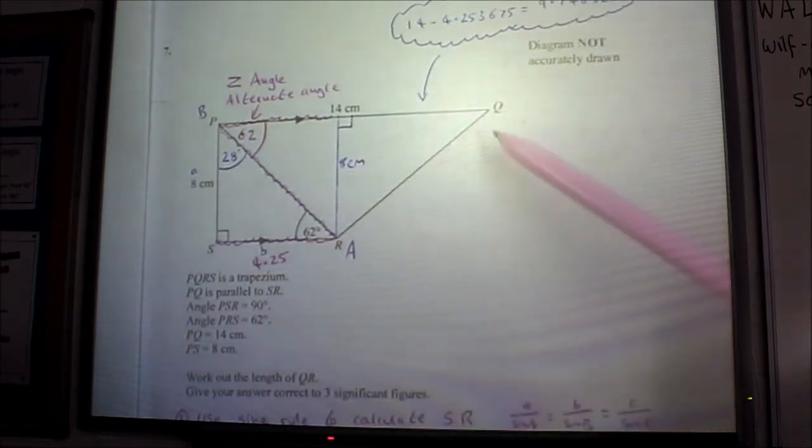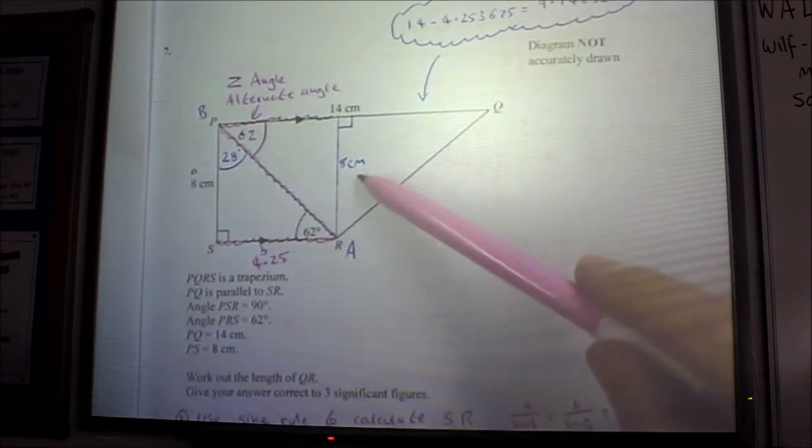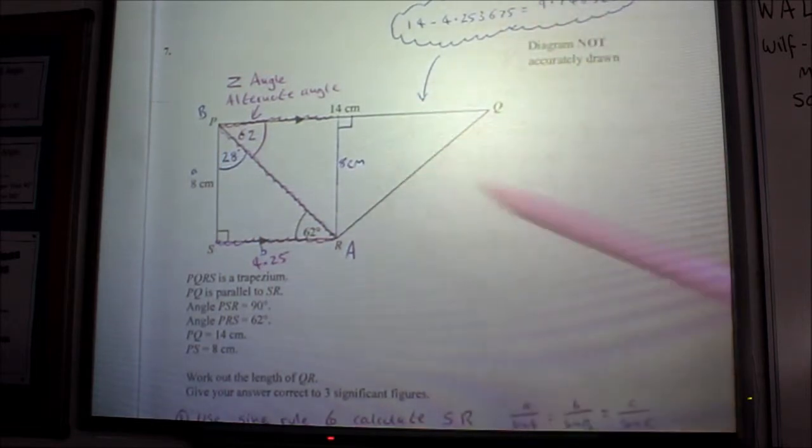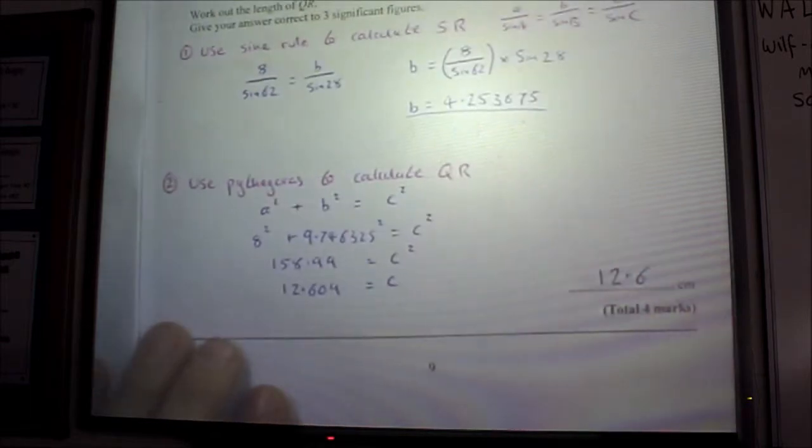And now we can just use Pythagoras to work out QR, because we do that squared, add that squared, and all the rest of it, and there's my workings down the bottom to calculate QR, and it comes to 12.6 centimetres. 4 marks for that one.